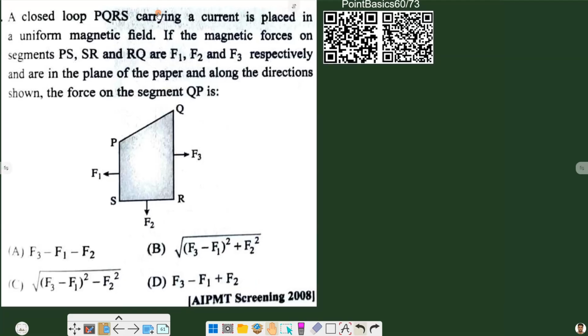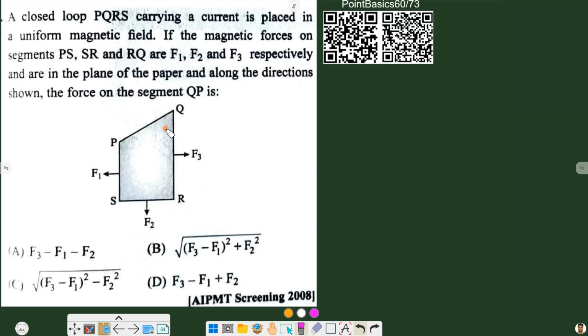A closed loop PQRS of wires carrying a current is placed in a uniform magnetic field. If the magnetic force on the segments PS, SR and RQ are in the plane of the paper along the directions as shown, what is the force on QP? It is placed in a uniform magnetic field, so it is clear that the total force on this complete loop should be zero. So we have to find out the force on QP.